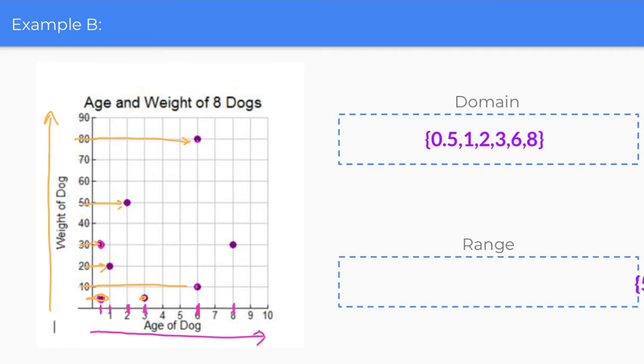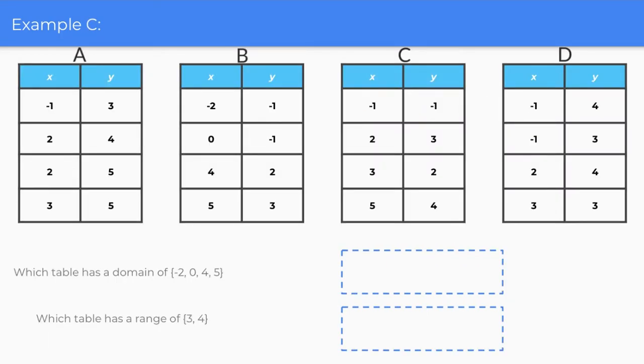So again, now we're going to write these down using our braces, and we've got 5, 10, 20, 30, 50, and 80 all inside the braces, written in order from least to greatest. Now let's take a look at example C. So here in example C, they are asking us a question and we need to answer it.